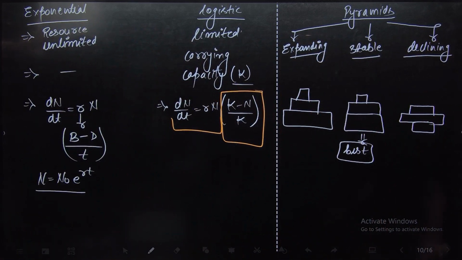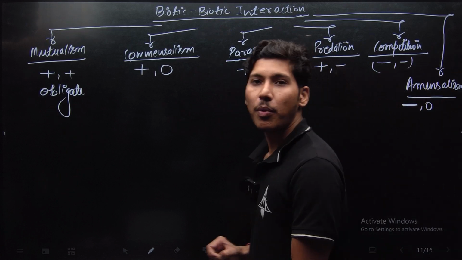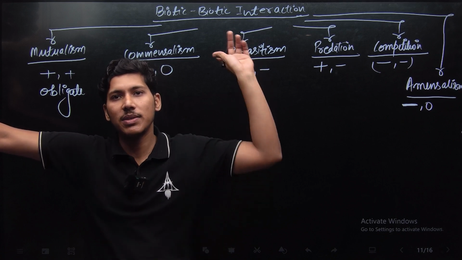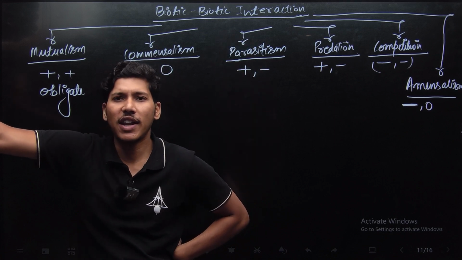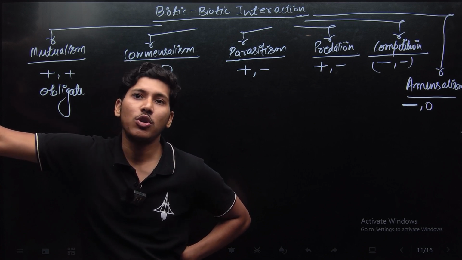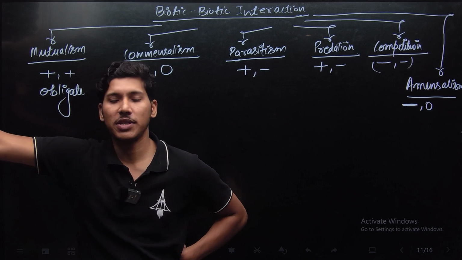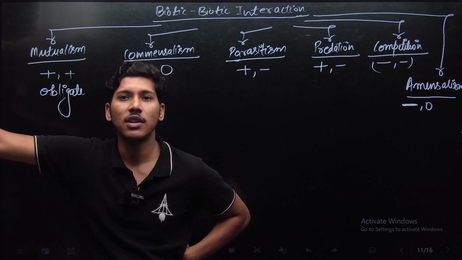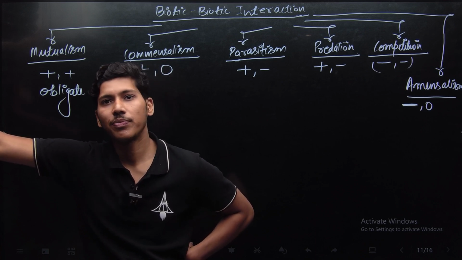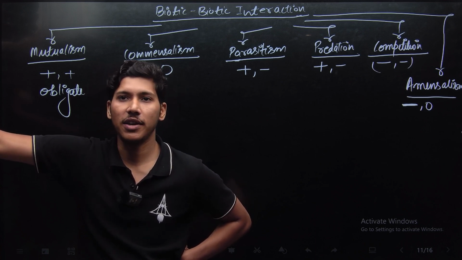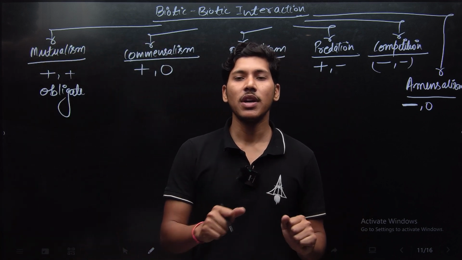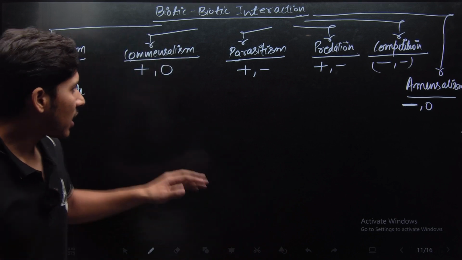clear? Let's move ahead. Now, the very important subtopic of this chapter is biotic-biotic interaction. Whenever we study a population or a community, we study interaction among two individuals of the same species or different species. If the individuals interact in a positive manner or negative manner, or they are neutral to each other, those types of interactions will be studied here. Okay, so there are mainly, as per your syllabus, 6 interactions which are written over here.